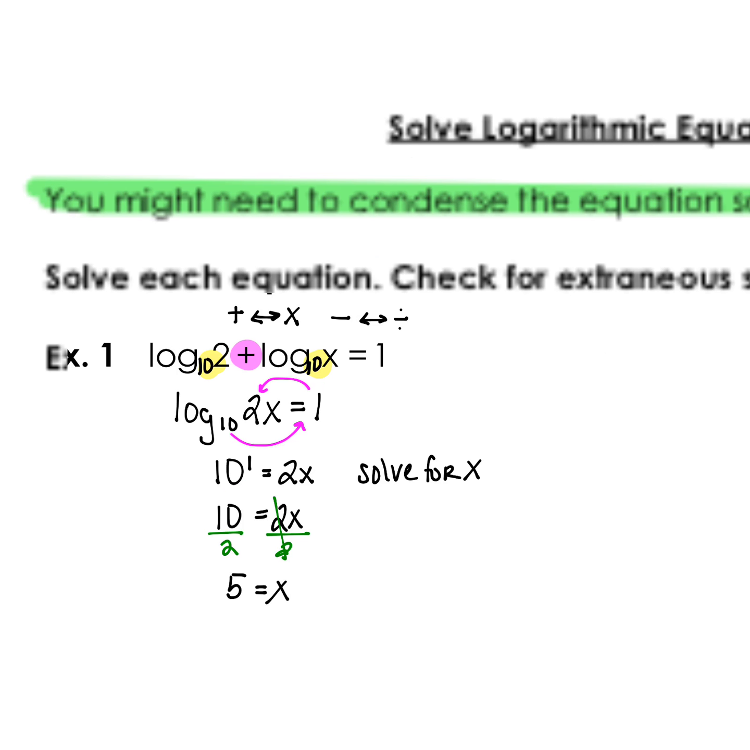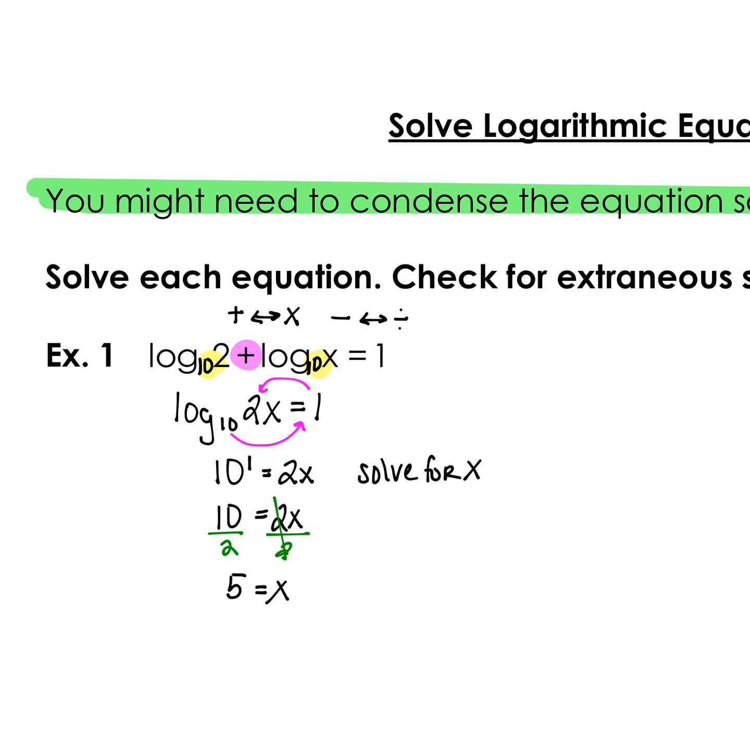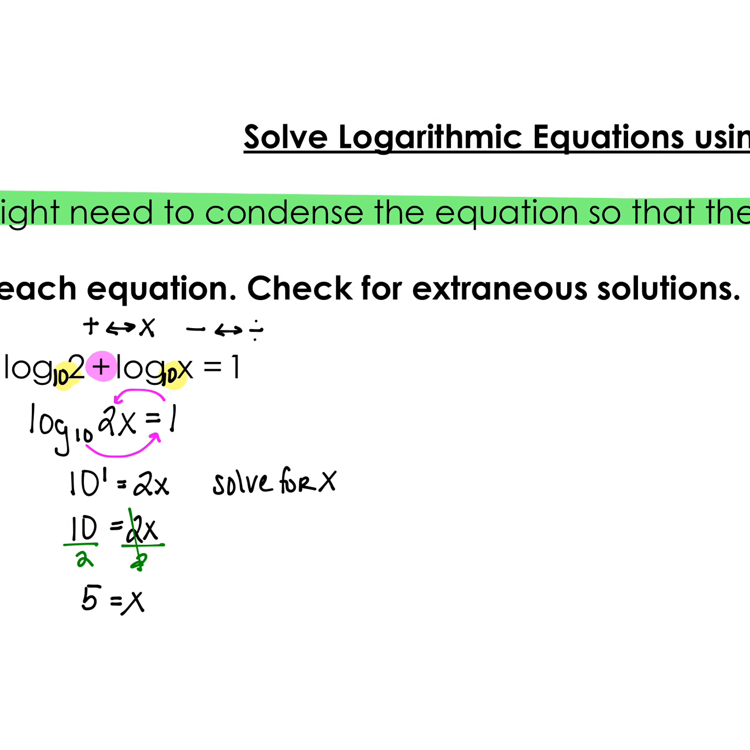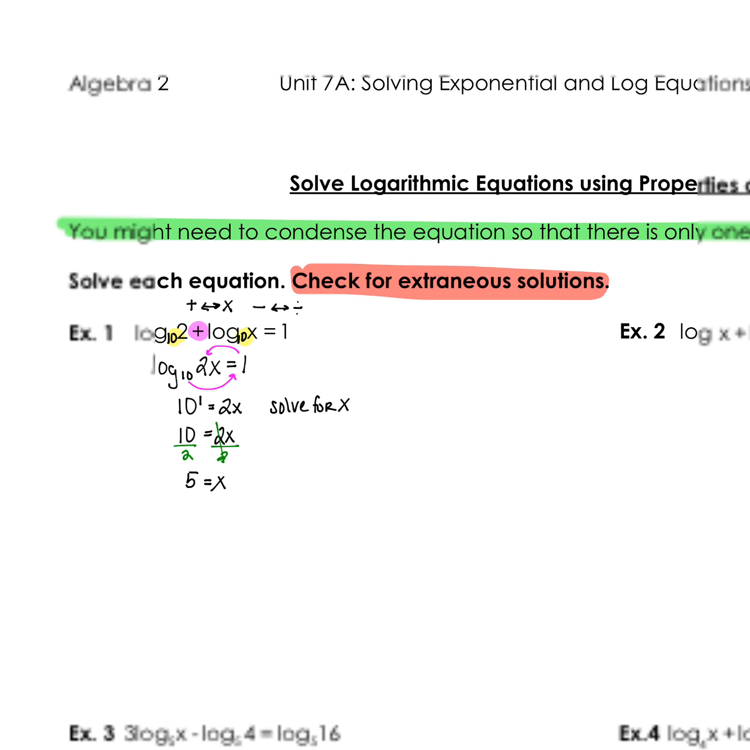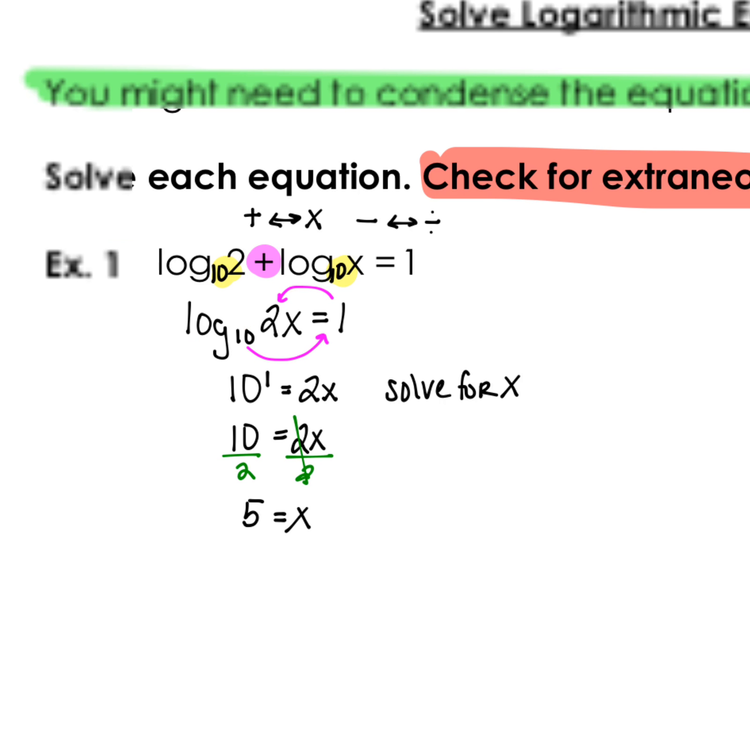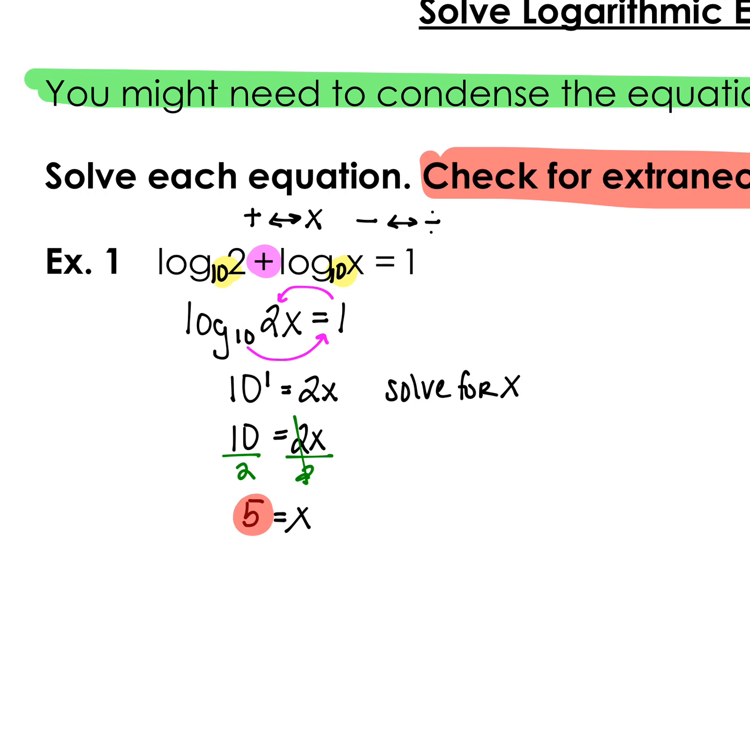Now, I do want to remind you, we need to check, oh, it's written right here. We need to make sure to check for these extraneous solutions. So that's important. Remember, you have to try to plug it back in. And if it gives you a negative, then it's going to be an extraneous solution. So let's go back up here and look at plugging 5 in for x. If we plug in 5 for that x, it's still going to be 5 and it's still going to be positive. So we are good. So therefore, our answer is x equals 5.